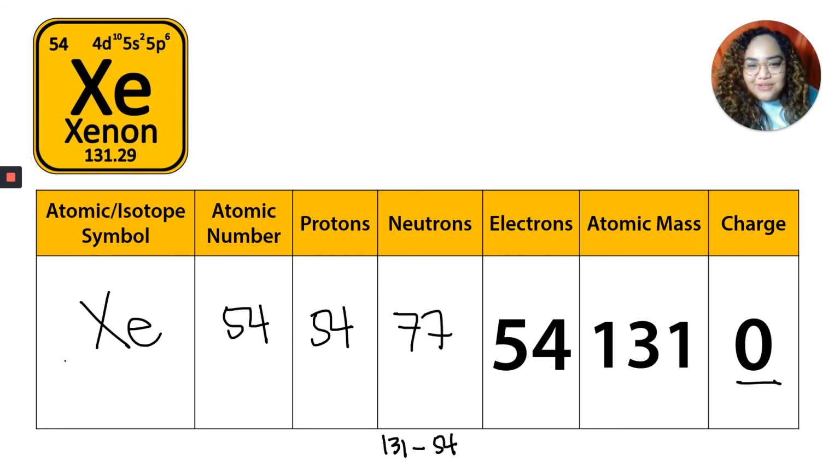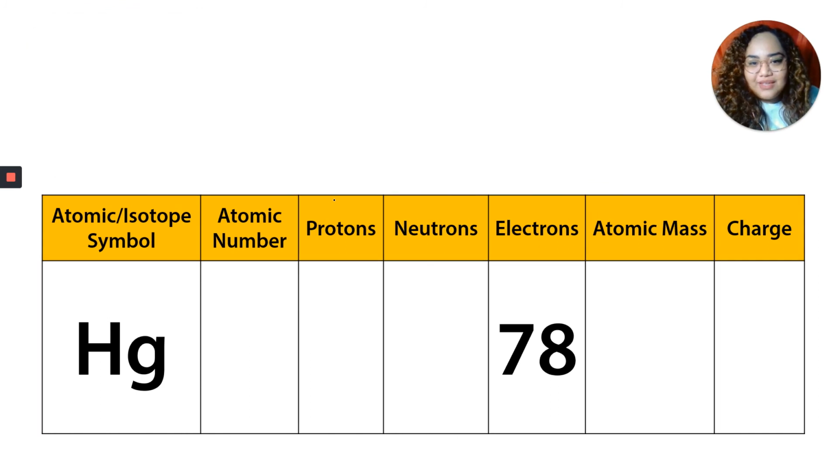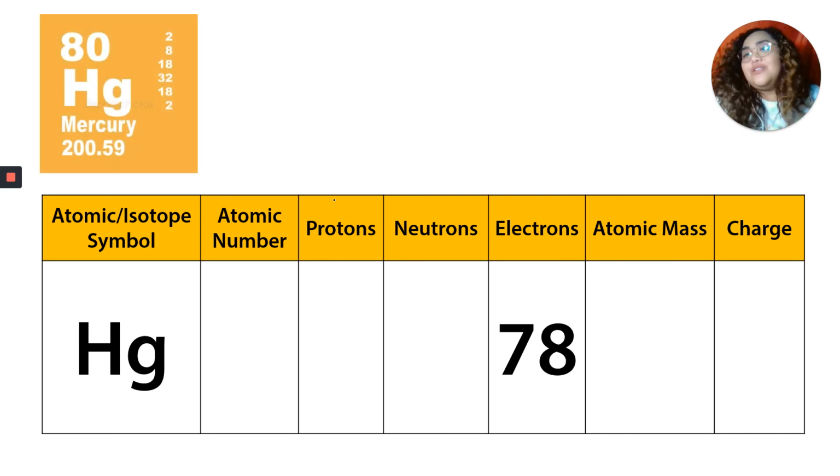So if you write the isotope symbol, you'll get xenon, 54, and atomic mass of 131, and then the charge of 0. So we're not going to write down the 0 anymore. So that's it. That's very straightforward. And then this one right here, we have the chemical symbol Hg. So Hg is mercury. So if you look at your periodic table, you'll get these details right there.